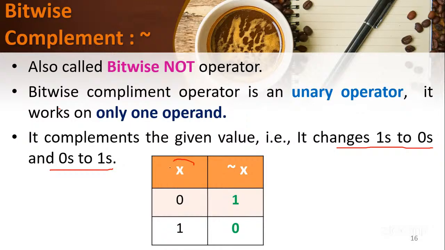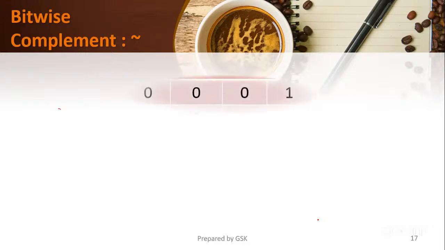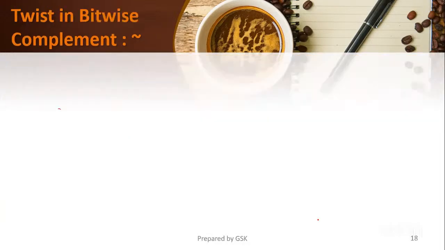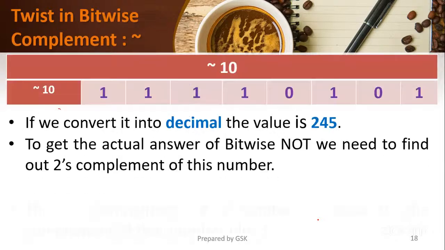See, only one variable because this is a unary operator. If input is 0, if you are applying bitwise complement, the output is 1. If the input is 1, the output is 0. Simple, very simple. And this is somewhat next level. Let me go for the next one.